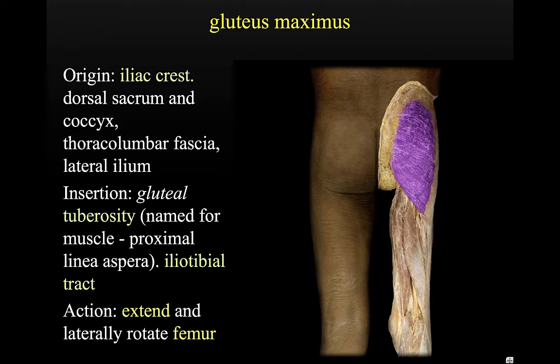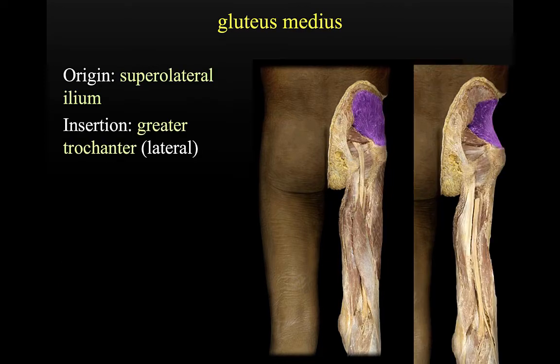The action of this is actually relatively simple. It's going to extend and laterally rotate the femur. And I highly encourage you to stand up and to extend one limb. That is, you're going to push your femur behind you as if you are running or something like that. And if you reach back and feel your gluteus maximus, you'll see that as you extend and laterally rotate, that gluteus maximus is the primary muscle performing those motions.